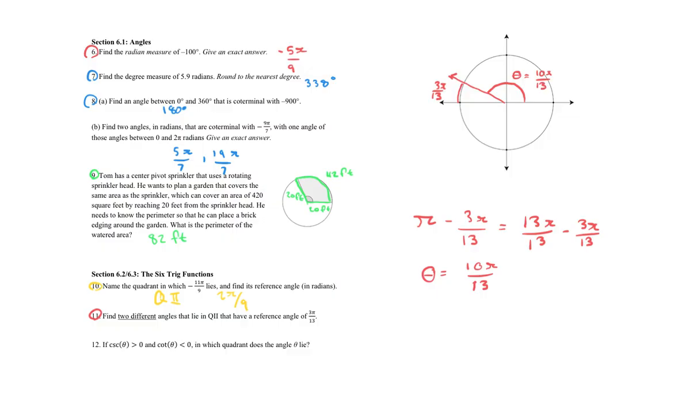So now I just need to find a coterminal angle with this 10 pi over 13. A good place to start is just to add 2 pi. So if I do that, that will be 10 pi over 13 plus, since I need to have the same denominator, 26 pi over 13. So another angle might be 36 pi over 13. So here's another angle that we can use.